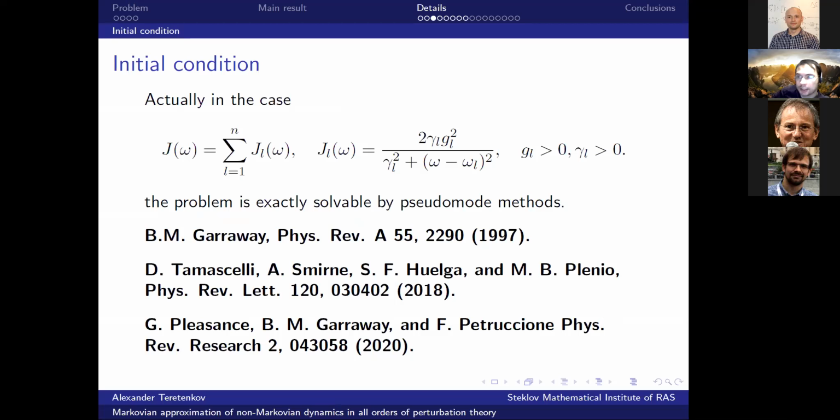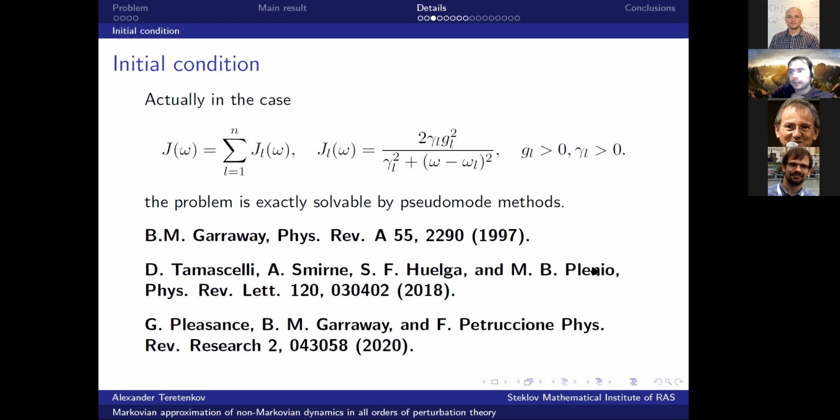I already started. This case was already defined, but let us emphasize that for combinations of Lorentz peaks, one could solve the problem exactly in terms of a finite number of ordinary differential equations with constant coefficients. It is usually called the pseudo-mode method. It was derived, I think, here, and it is still being developed in the literature.